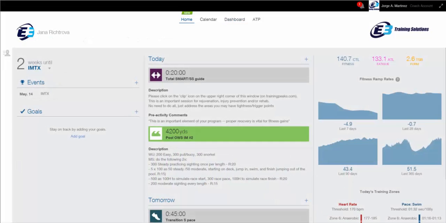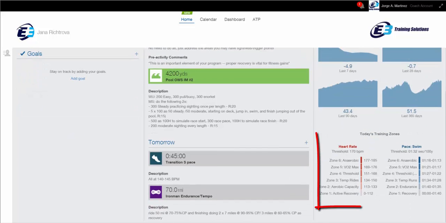So if we go back to your homepage, here you have your training zones. For now, don't pay as much attention to the zones themselves, just because the way the software determines these zones is slightly different from the way I do it on your season planner. So the zones may not necessarily match directly what you have on your season planner. But where it does match is when we talk about thresholds.